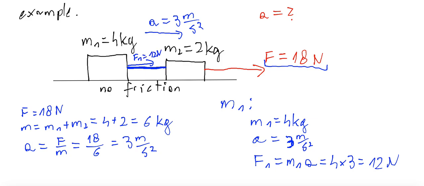Mass m1 moves or accelerates to the right due to the force. It's connected with mass m2 by a string. So what type of force acts on mass m1? Of course, tension. So what is the tension of this string? Tension of the string is 12 newtons. 12 newtons is the force which acts on mass m1, so this is tension of the string. So what is the answer? Tension of the string is 12 newtons.